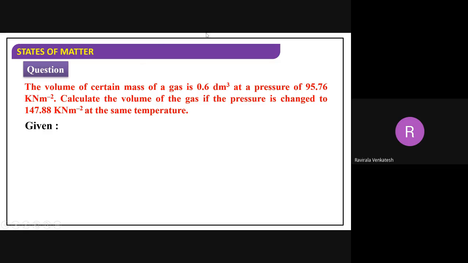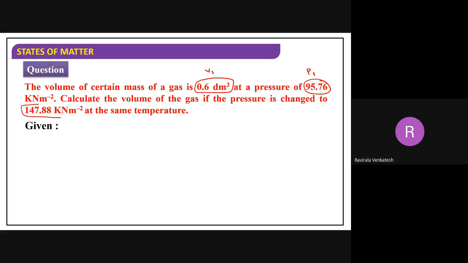Here they have given one more. The volume of a certain mass of gas. Now density is given. Let me see this one also. The volume of a certain mass of gas is 0.6 decimeter cube. The volume is what? 0.6 decimeter cube. You take this as V1. Pressure is what? 95.76. P1 it is. Next, calculate the volume of the gas if the pressure is changed to 147.